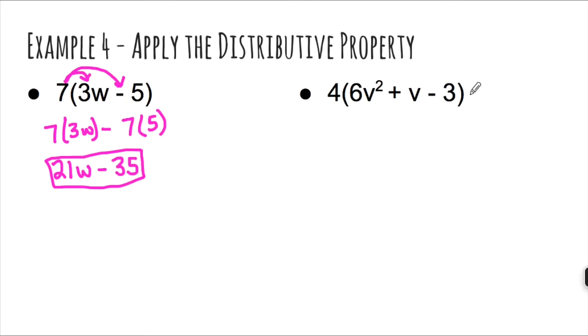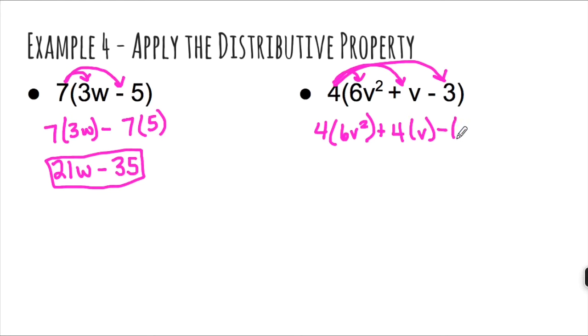On this next example, we have 3 terms, and this is a square and this one's not, so this is actually in simplest form. We're going to distribute over that. That just means I distribute over addition and subtraction here. So I have 4 times 6v squared distributed over the addition. So 4 times v distributed over the subtraction. So 4 times 3 here.